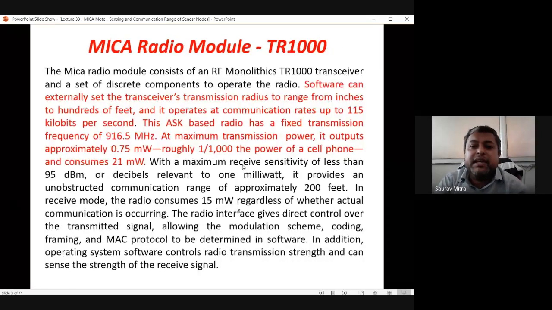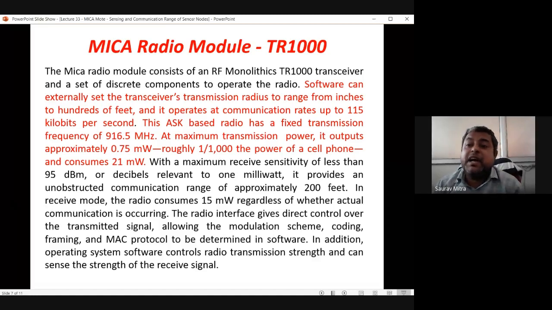So it's a very important thing that software can externally set the transceiver's transmission radius to range from inches to hundreds of feet. 1 inch means 1/12 of a foot. So from inches, a very small 1 inch, 2 inch distance, to hundreds of feet. Just imagine the capability of this IC, that from a very small range to a very big range, the programmer can control its transmission range.